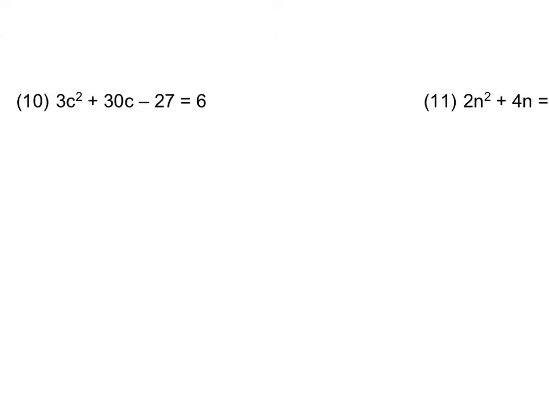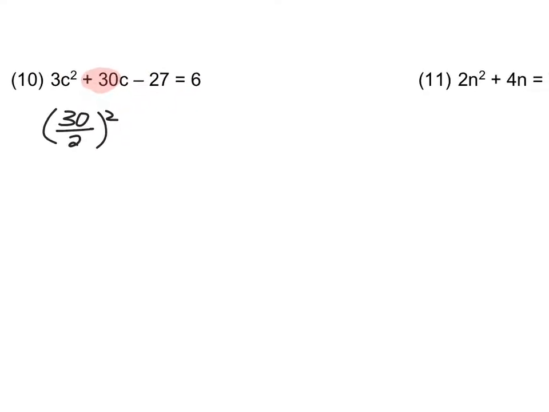The way it is, my first move would be to identify the b value. So that 30, I'm going to take that, divide it by 2, and square it. Again, that 30 is the b value. Whether you refer to it as the b value or not doesn't matter, as long as you know which coefficient you're going after. It's the one attached to the variable that doesn't have an exponent.